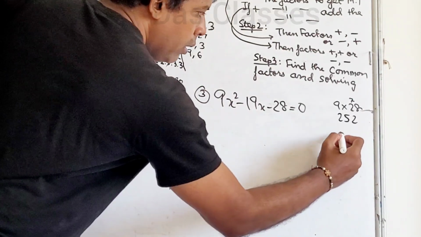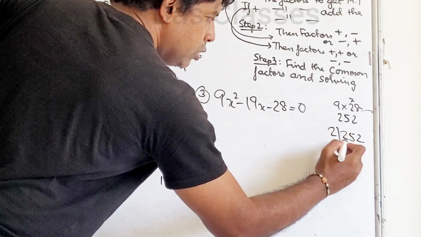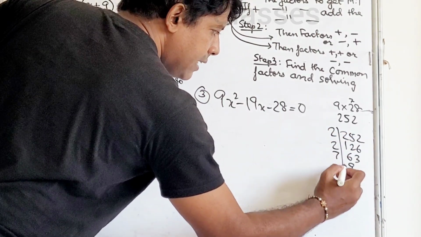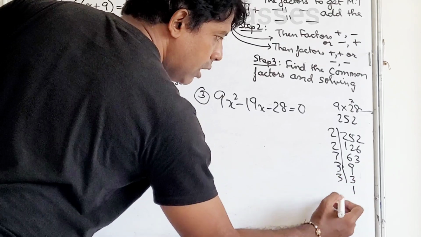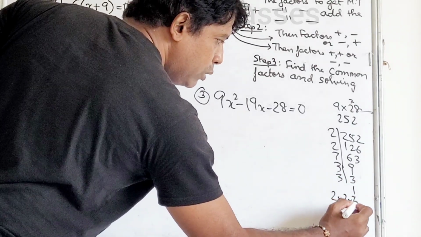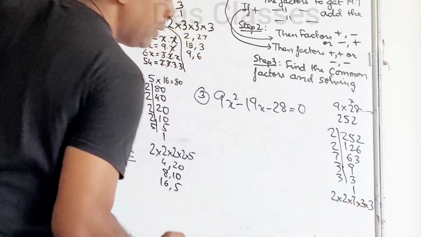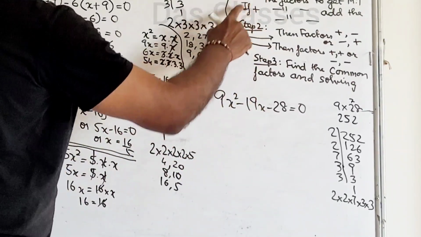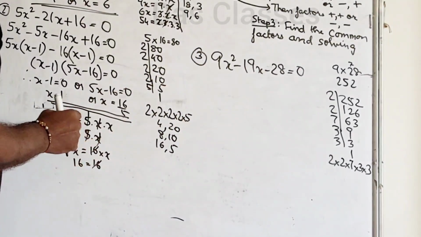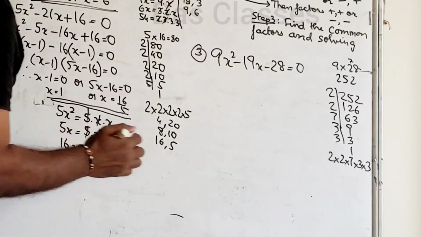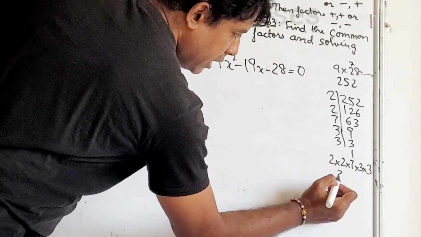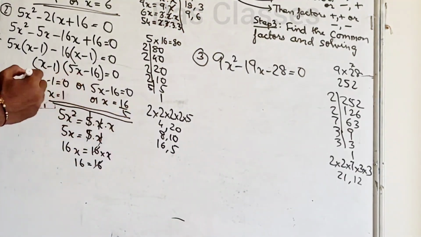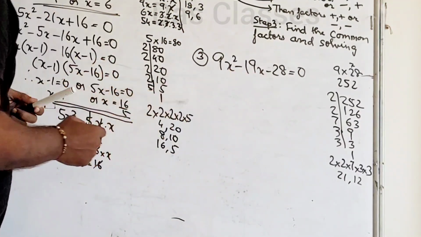Let's do it. 252. The factors are 2 into 2 into 7 into 3 into 3. So this time the last term sign is minus, so we need to subtract to get 19. So what are the possibilities? Suppose I take 21 and 3 2s are 6, 6 2s are 12. 21 minus 12 is 9. I don't want 9, I want 19.